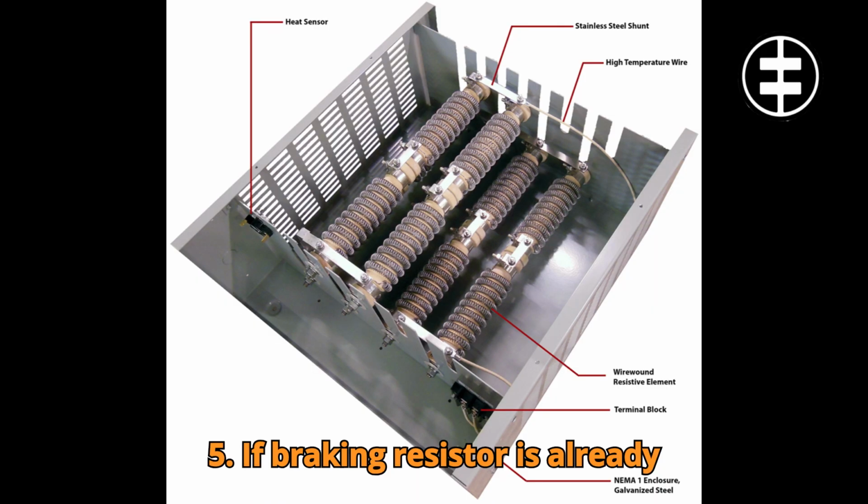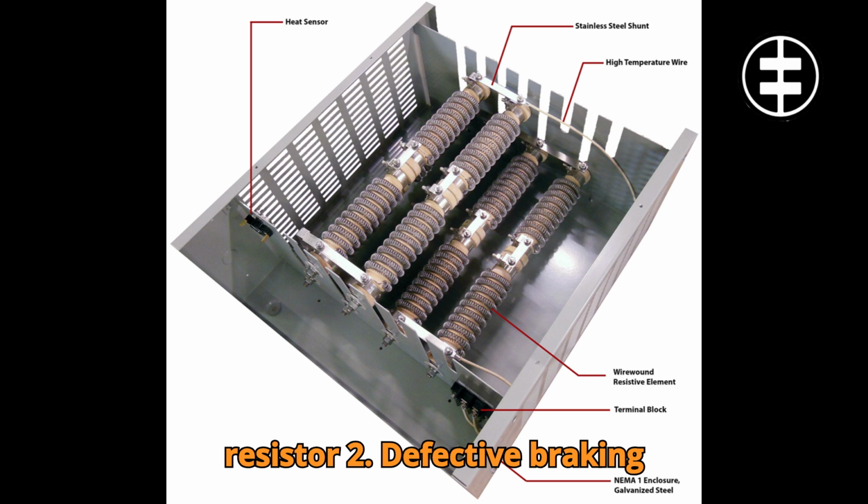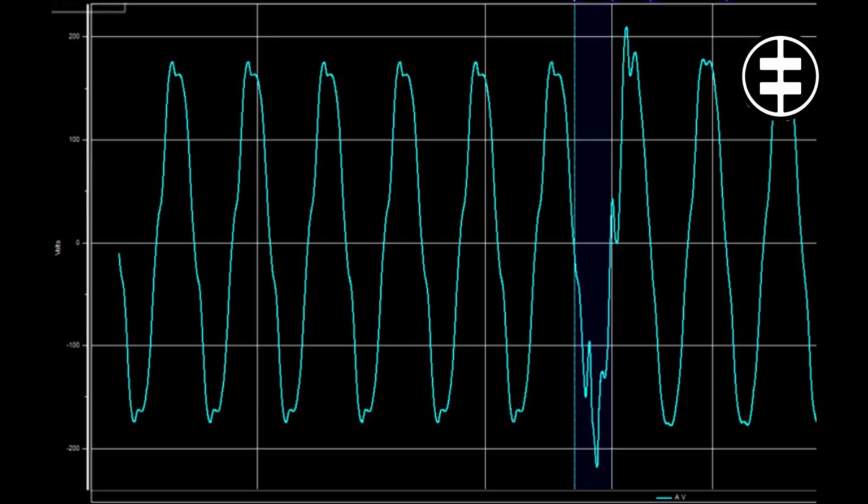5. If a braking resistor is already installed, then check for: 1. Open resistor. 2. Defective braking transistor. 3. Undersized braking resistor.